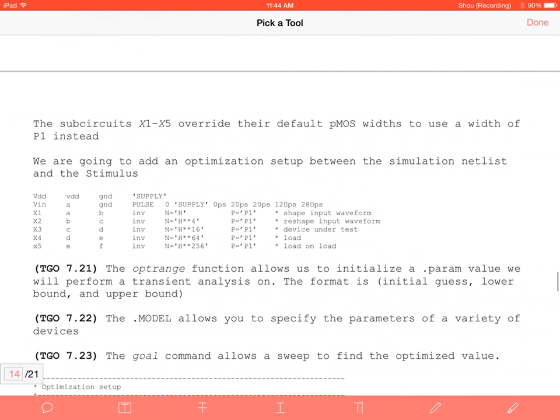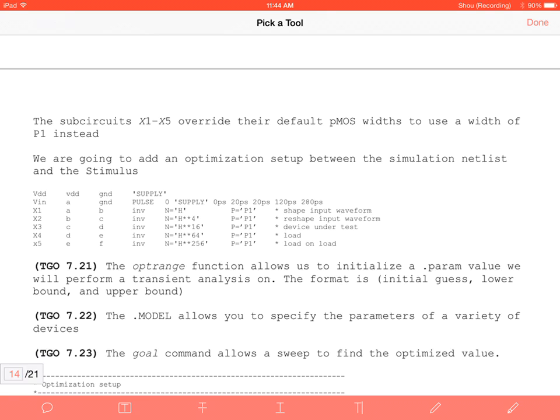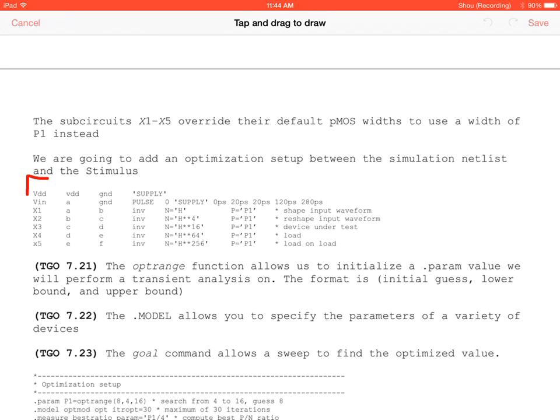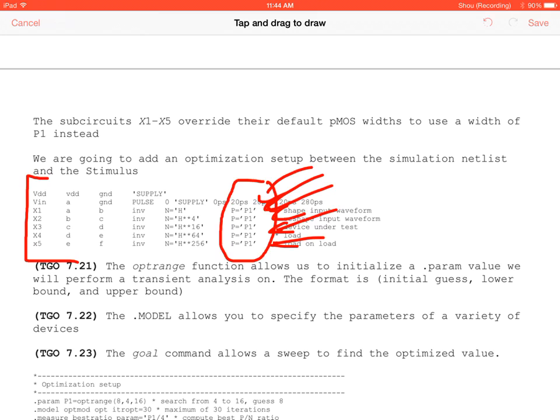Here we've defined these, except we're going to do something a little different. We're going to define an optimization where we come up with our optimal PMOS widths in order to make these rise and fall times the same. Here, with P1, we're going to be finding the optimal range to make the rise and fall times the same.